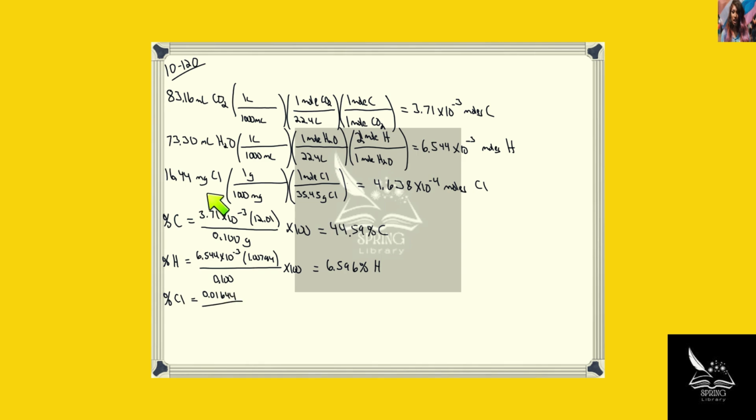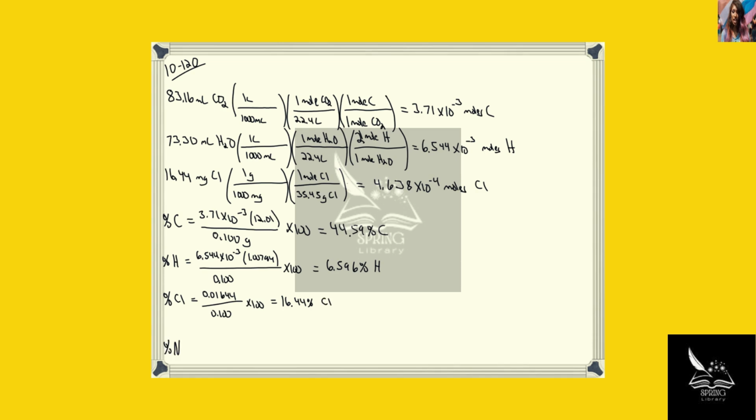We can do a similar calculation with chlorine. We know the mass that is chlorine. It's 16.44 milligrams or 0.01644 grams. We'll divide that by the mass of the compound and multiply it by 100 to determine the percent that is chlorine. And we get 16.44%.